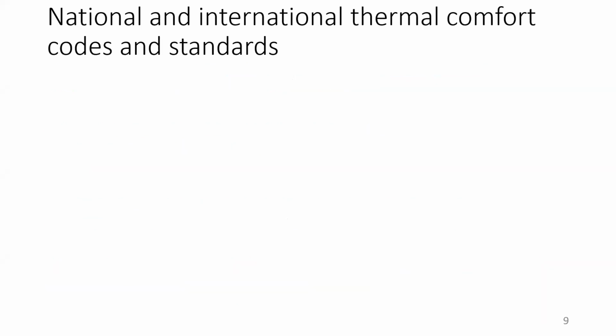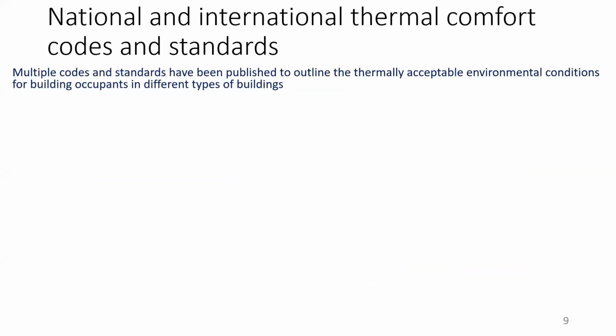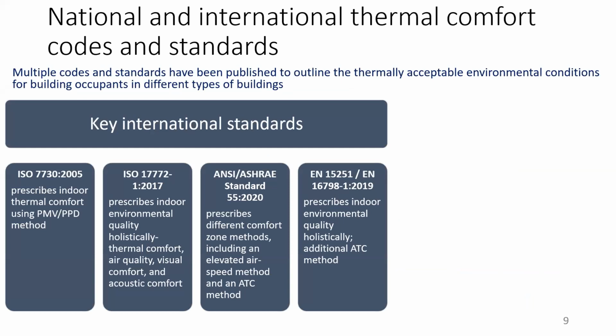Now we look at national and international thermal comfort codes and standards. So many codes and standards are available which prescribe thermally acceptable environmental conditions. ISO 7730 prescribes indoor thermal comfort using PMV PPD method. ISO 17772 defines indoor environmental quality holistically, including thermal comfort, air quality, and visual and acoustic comfort. The ISHRAE standard 55, which is the most popular thermal comfort standard, offers different comfort zone methods, including an air speed method and adaptive thermal comfort method as well.